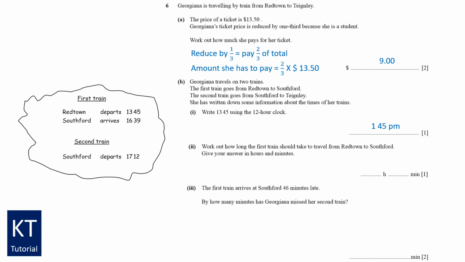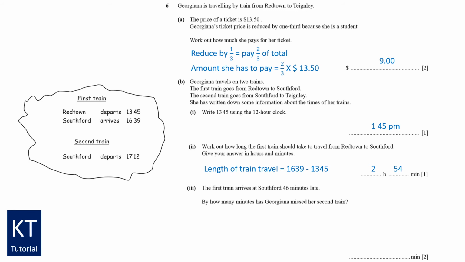Next, work out how long the first train should take to travel from Red Town to Salford. Give your answer in hours and minutes. The length of train travel can be obtained by subtracting its departure time from its arrival time.